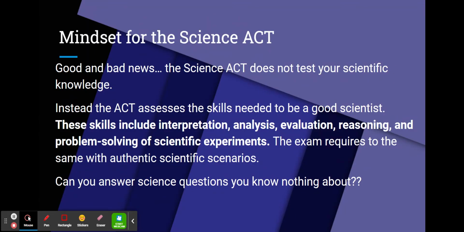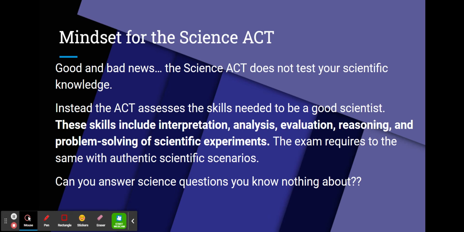So I think a really important part of the ACT for science is a positive mindset. The good and bad news is that the science ACT does not test your scientific knowledge. It does help the more science classes you've taken, but that also doesn't mean you can't do well on the exam. Instead, it assesses the skills needed to be a good scientist.